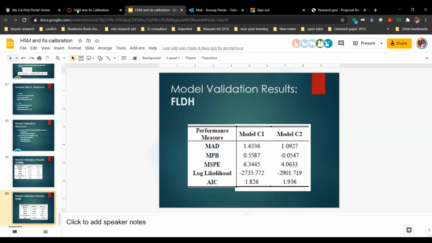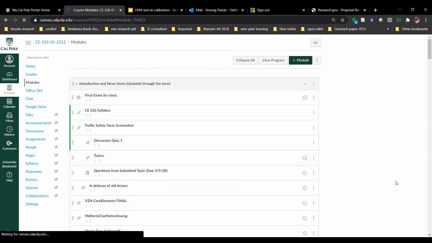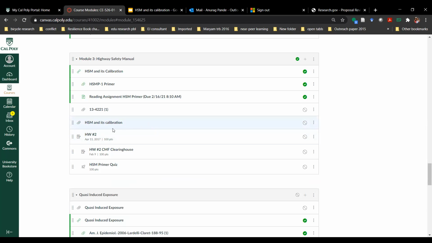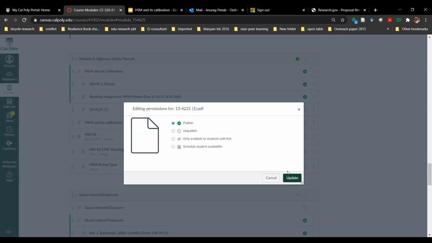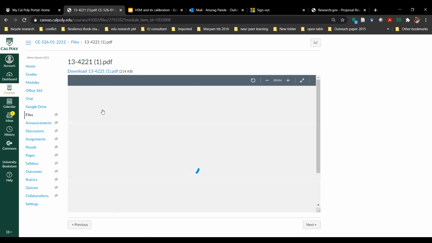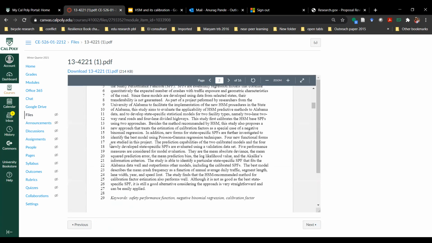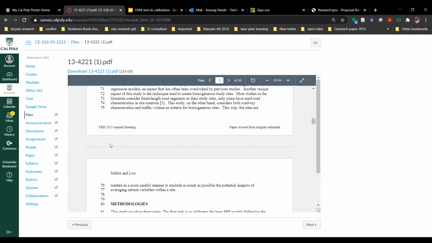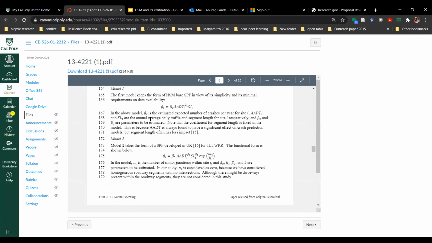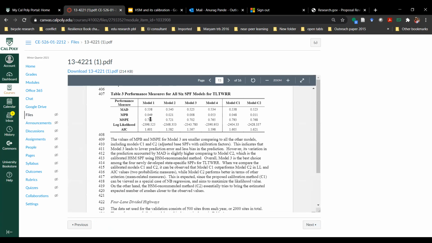I did include that paper, if you go to your Module 3, you will find that, oh, I did not include that paper. So let me go ahead and include that. Let me make sure that I publish that resource for you. So this paper has now been published for you. You might want to look at this paper, at least their abstract and their conclusion.